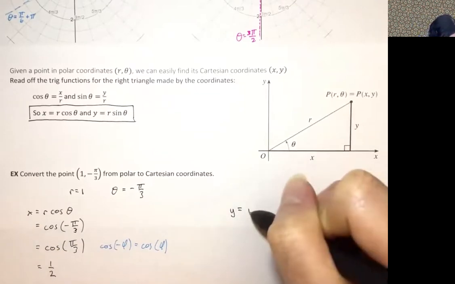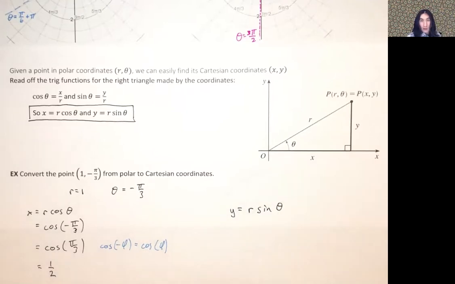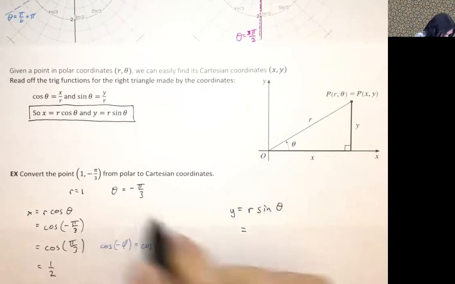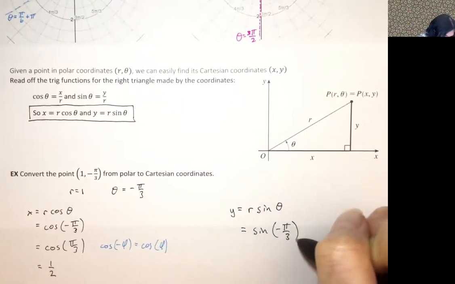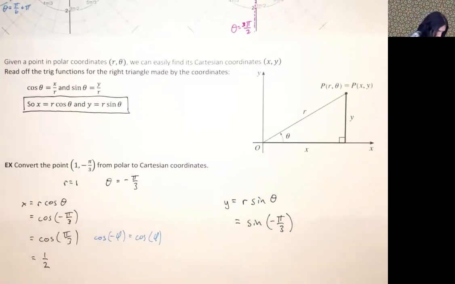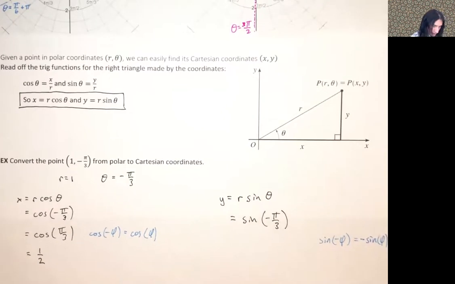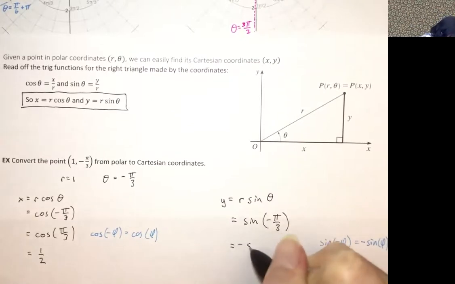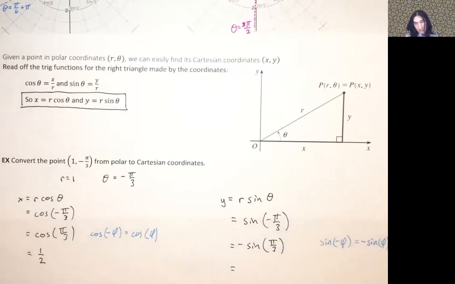Next, we have y to calculate. So it's given as r sine theta, plugging in r equal to 1 and theta equal to minus pi over 3. We also have a similar property. Sine is what we call an odd function. Sine of minus an angle is the same as minus sine of that angle. So this is equal to minus sine of pi over 3, and we can calculate that easily.